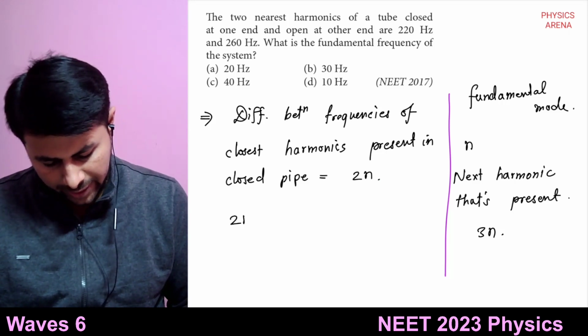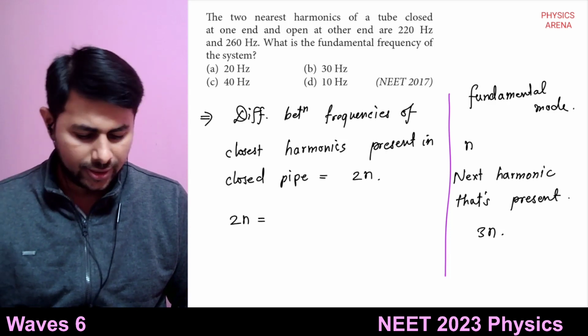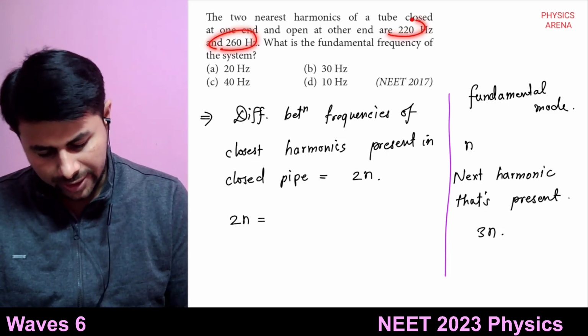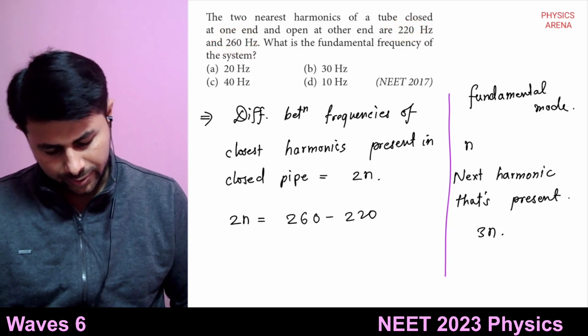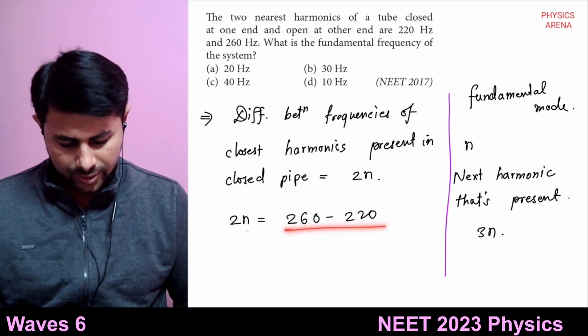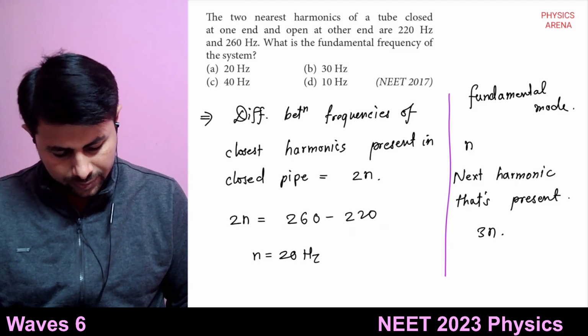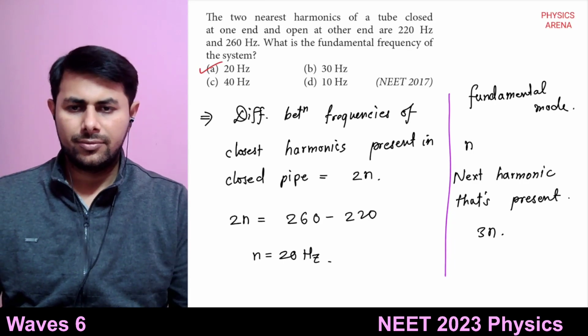So 2 times n is equal to, what is n? N is the frequency of fundamental mode. It is equal to 260 minus 220. Okay, so that's 40. So n is equal to 20, right? N is equal to 20 hertz.